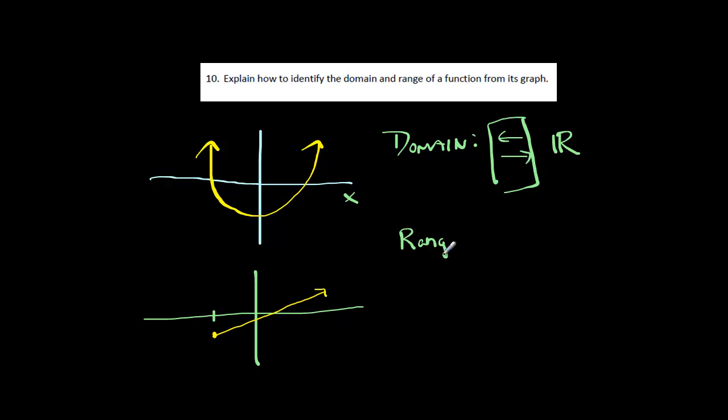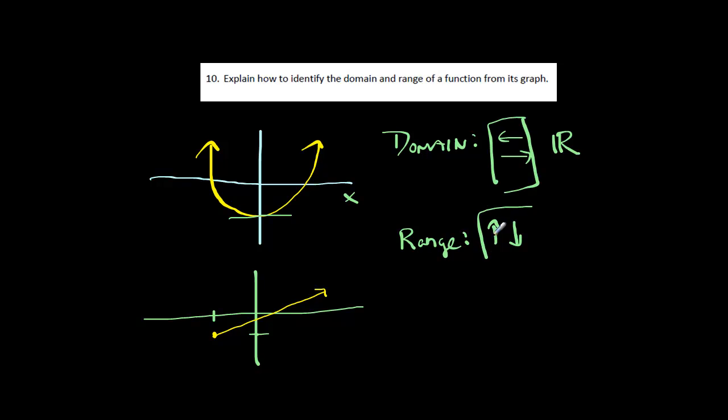To check for the range, you want to check to see how high and how low the graph extends. So for example, this one over here, it extends in the positive direction forever, but it doesn't extend down forever. It only extends up to this point. So this point over here would be your starting point for your range, and it would go up forever. This one over here, it goes up forever, but it only extends down as low as this point. It doesn't go any further down.